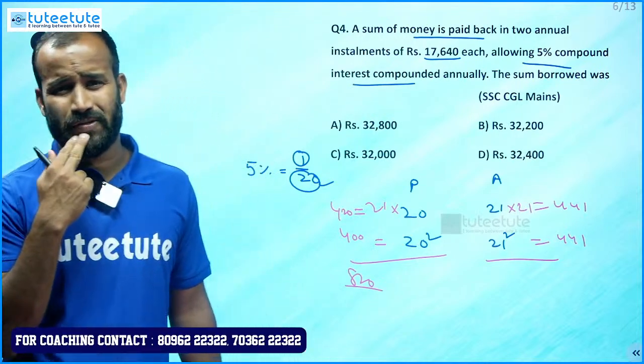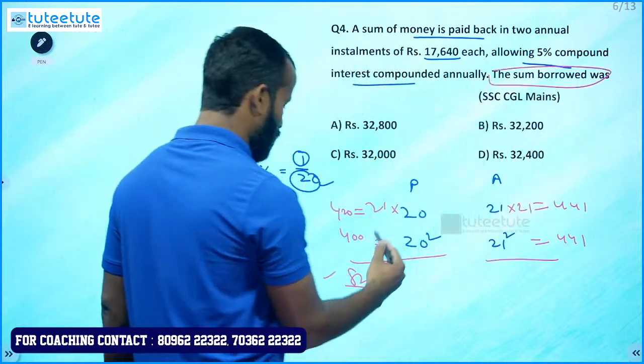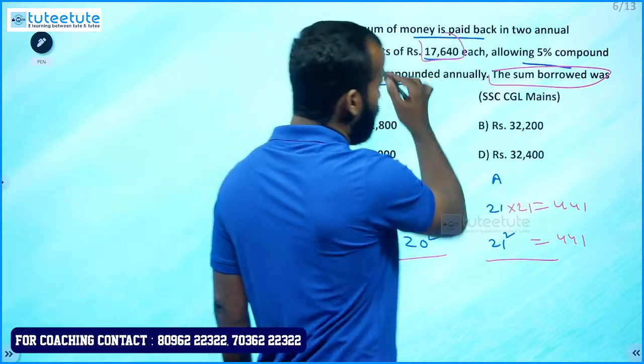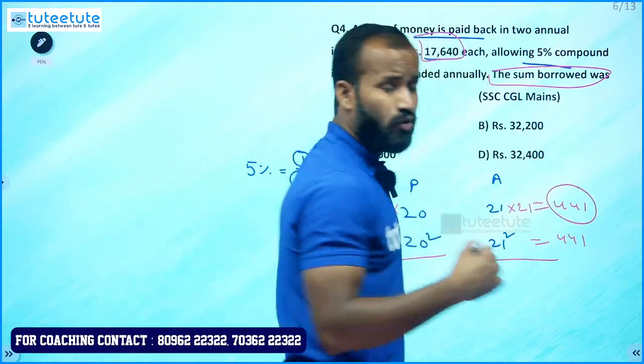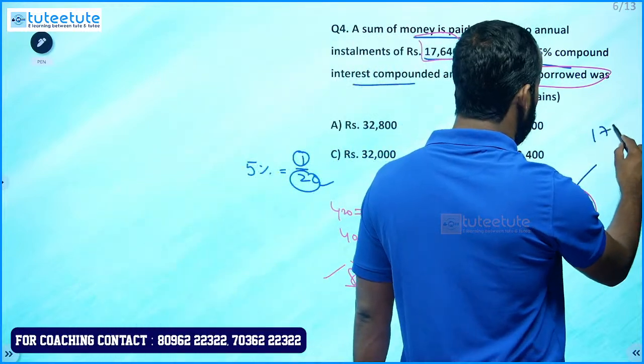What is asked in the question? Sum borrowed was, so principal is asked. What is given in the question? Installment is given. So already we got installment value, 441 parts. This 441 parts value, how much is given? 17,640.